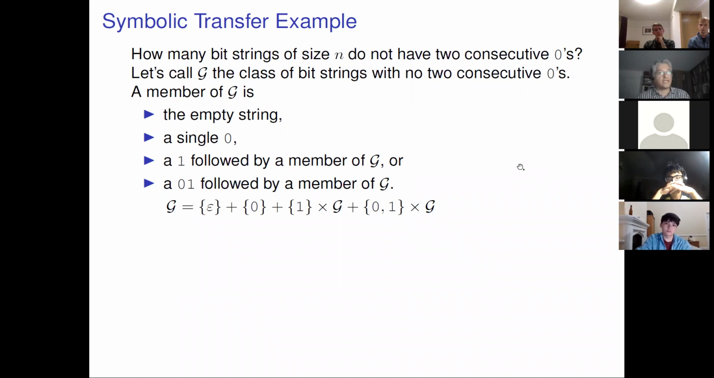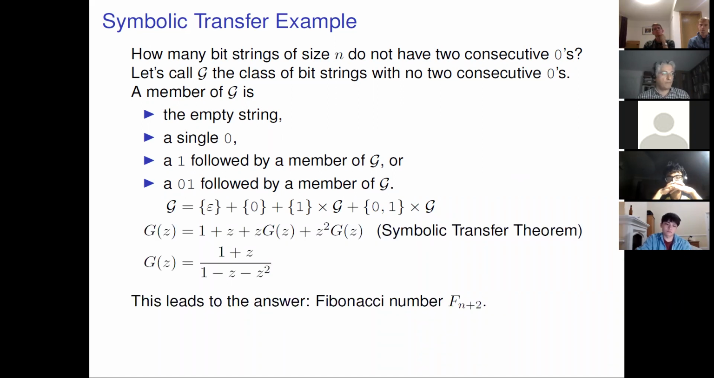And then applying the transfer lemma, we get the functional equation, which we can solve. And if you recall the Fibonacci number generating function, which is z over that, you can split this into 1 over that and z over that. And that one is the Fibonacci sequence shifted by 1, and the other is the Fibonacci sequence. Well, when you add 2 Fibonacci numbers, you get the next Fibonacci number. That's why you get F(n+2).